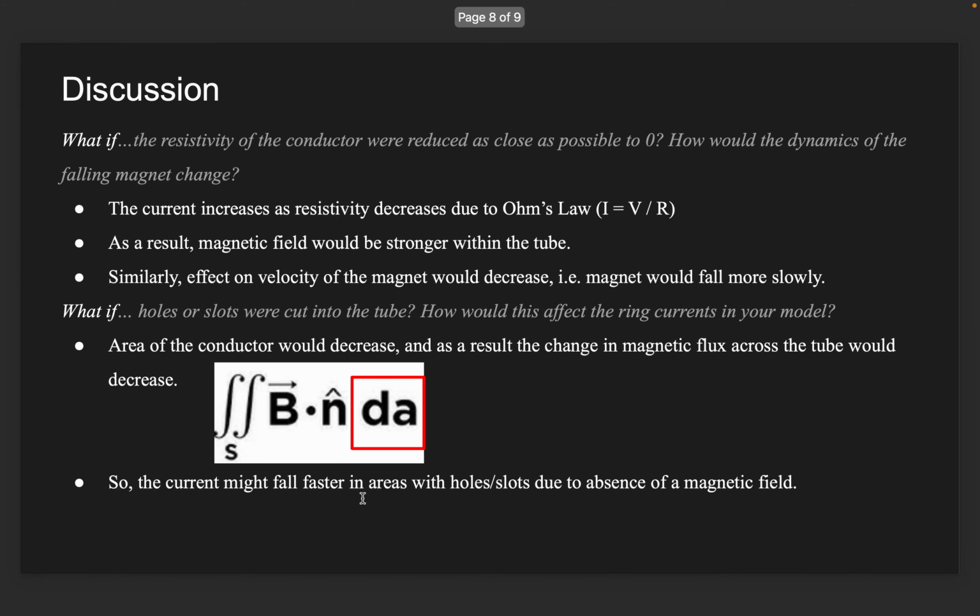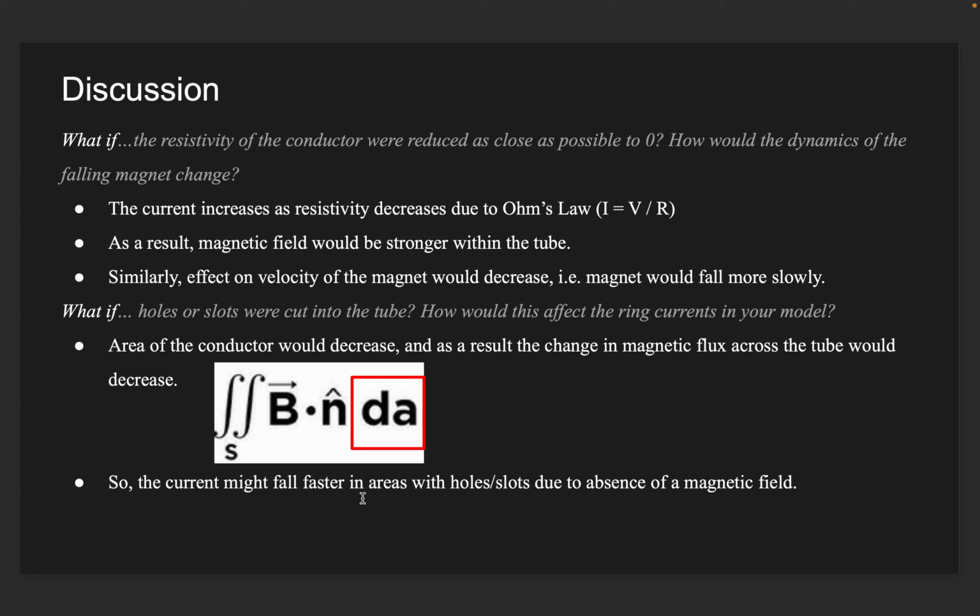So some of the discussion questions: what if the resistivity of the conductor were reduced as close as possible to 0? How would the dynamics of the falling magnet change? The current increases as resistivity decreases due to Ohm's law, I equals V over R, so as a result, the magnetic field would be stronger within the tube. Similarly, the velocity of the magnet would decrease. For example, the magnet would fall more slowly.